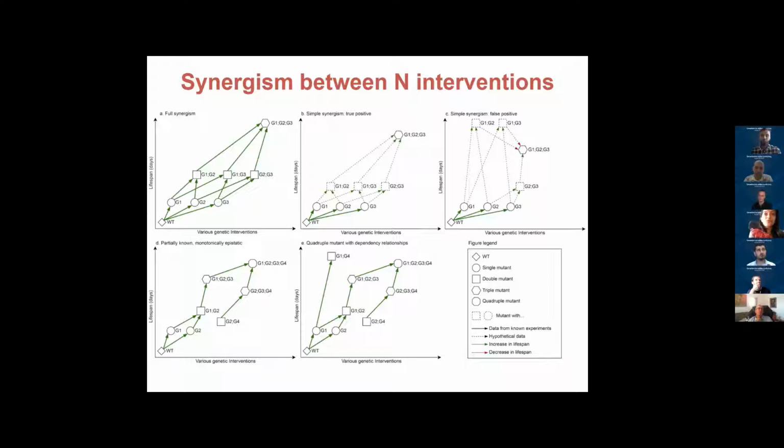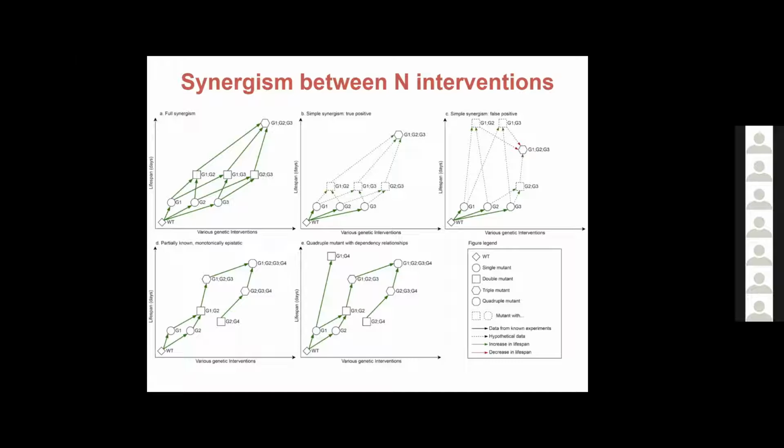And for more than 2 genes, we defined 4 types of synergism. The most strict is the full synergism, if the lifespan change compared to wild type is greater than the sum of lifespan changes for any two intermediary K mutants and N-K mutants.